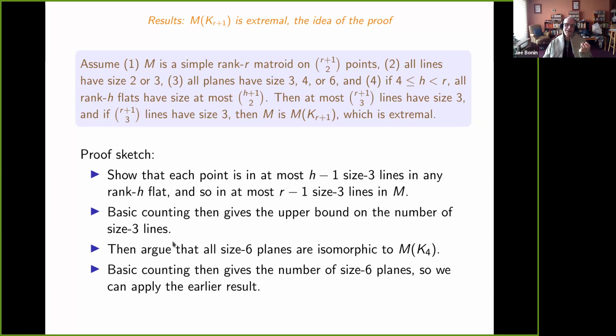Then the real work comes in arguing that all the 6-point planes in fact look like M(K4), the cycle matroid of K4. With that, and again counting 3-point lines in 6-point planes, in the extremal case you get the number of these M(K4) copies, planes that look like M(K4). And then you can verify the properties in the earlier result. So that's how we go about proving this.